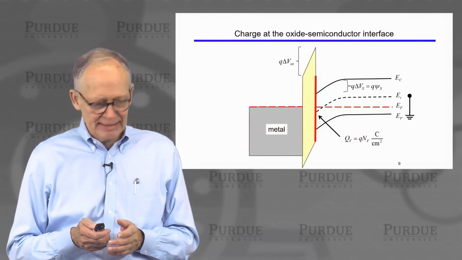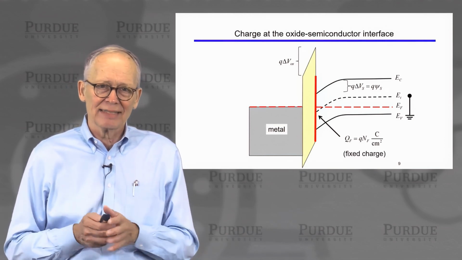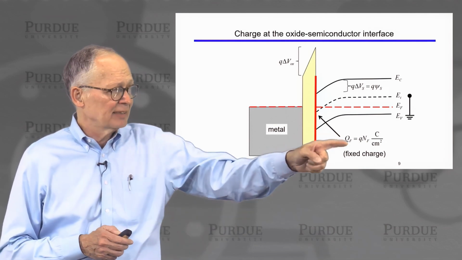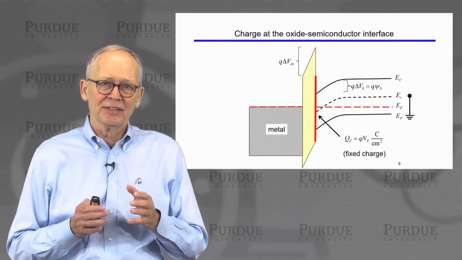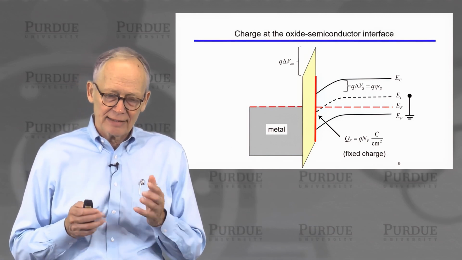By F, I mean it's a fixed charge. Fixed means it doesn't change with bias. It's just a constant sheet charge that is there. N sub F is the density, the number of those charges per square centimeter. So this is a fact that is there.